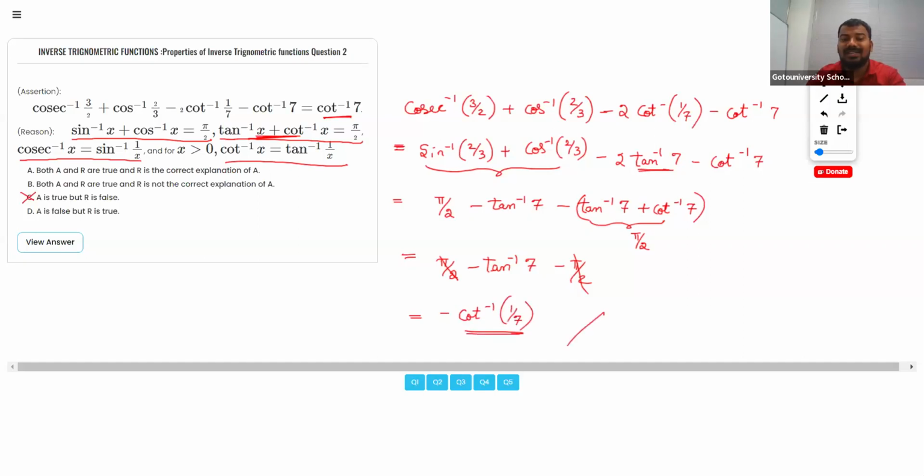So now, yes, it is not the one because it is telling cot inverse x. So yes, assertion is false. So I can say answer is option D, which is assertion is false, but reasoning is true.